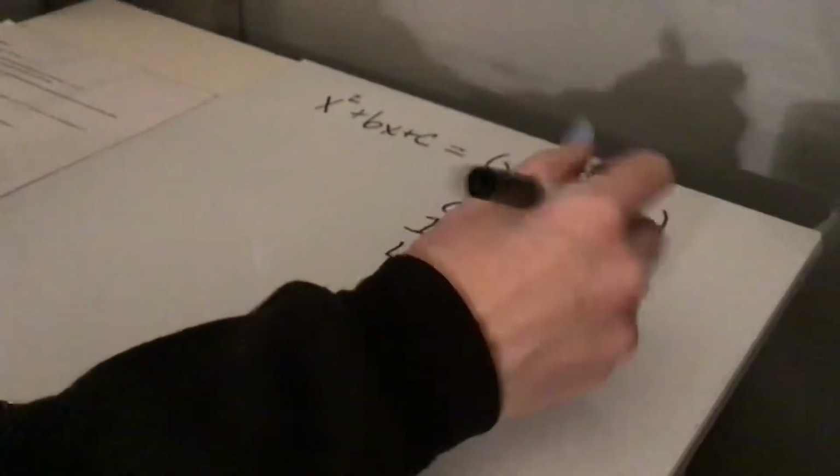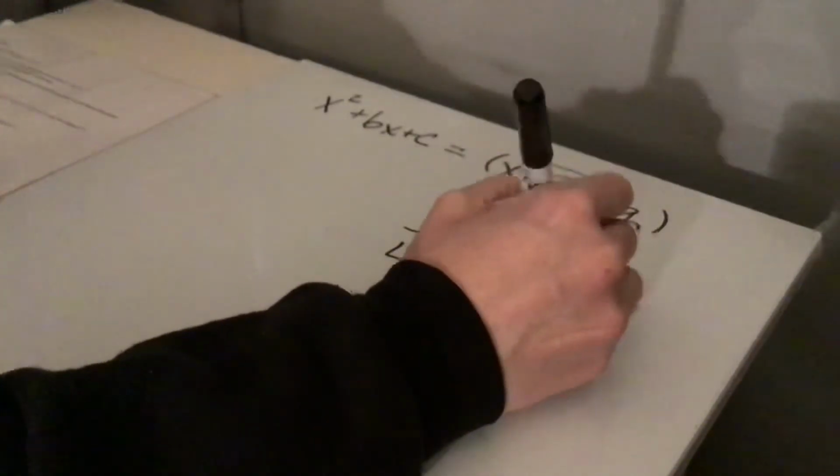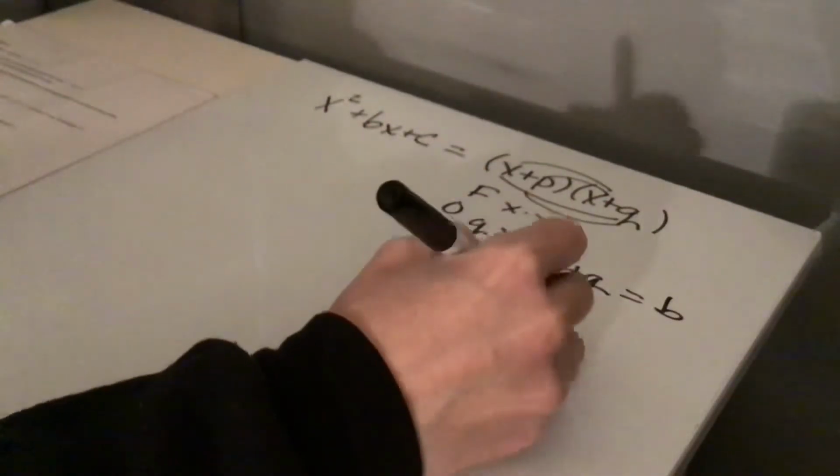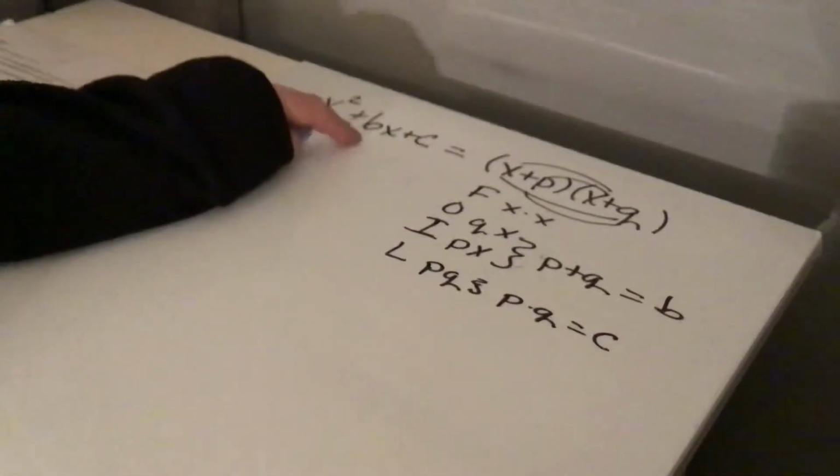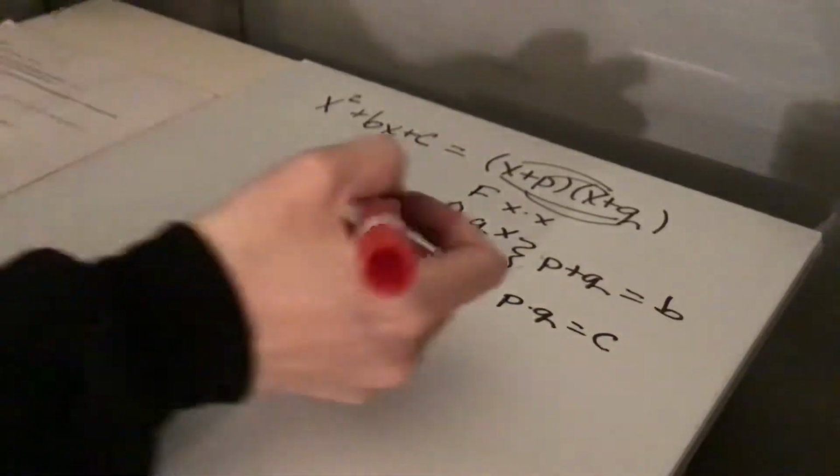So what this is telling us is that we want numbers p and q that are going to equal b when we add them up, and p times q is going to equal c, okay? So we're looking for factors of the constant that add to the number with your x, okay? So let's just look at an example.